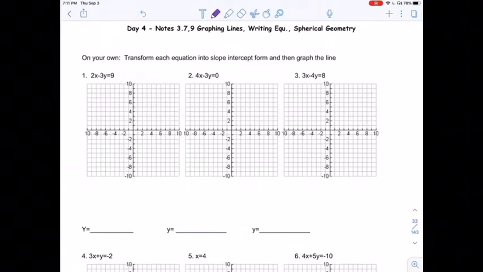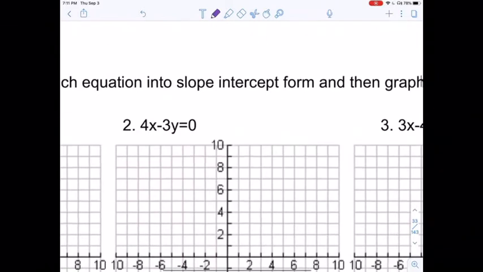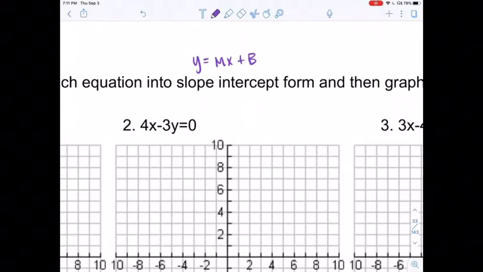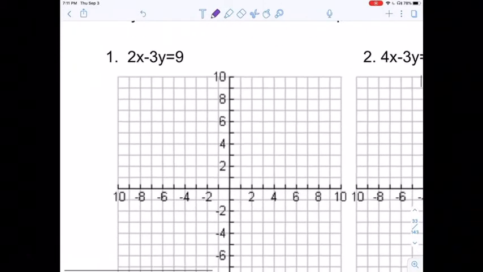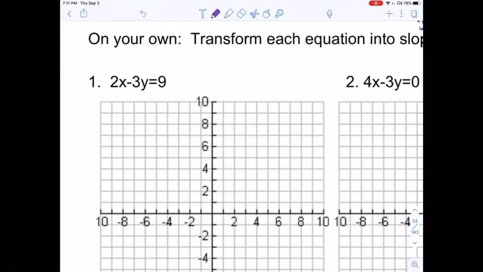Remember that each one of these equations is easiest to graph when it is in slope-intercept form. So remember that slope-intercept form is y equals mx plus b. And we're essentially solving the equation for y and then graphing the y-intercept and counting the slope from there. So we're going to start here.